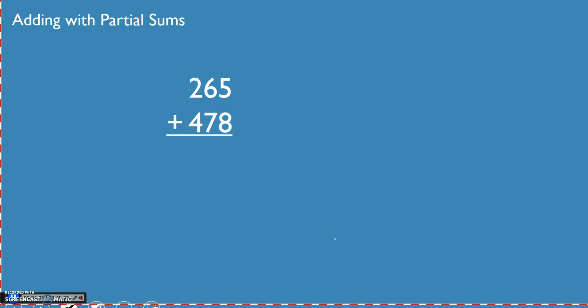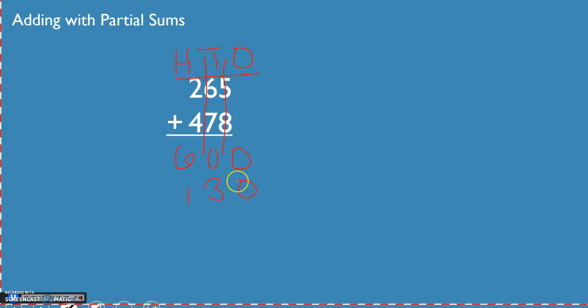Here I have 265 plus 478. I'm going to divide this into my hundreds, tens, and ones. Oops. Lots of oops in this one. First, I'm going to add my hundreds. 200 plus 400 is going to give me 600. And then I'm going to add my tens. 60 plus 70. And if I add 60 plus 70, I'm going to get 130.